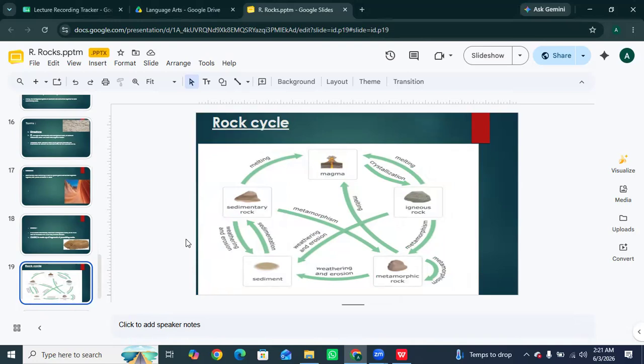Okay, Earth is constantly recycling everything, melting rocks, breaking them down into sand, or baking them into new forms over and over again.